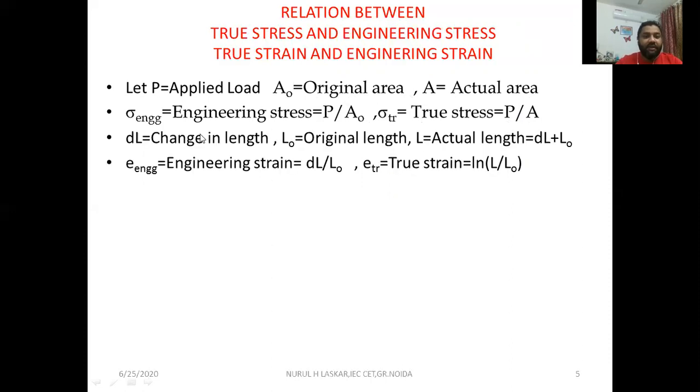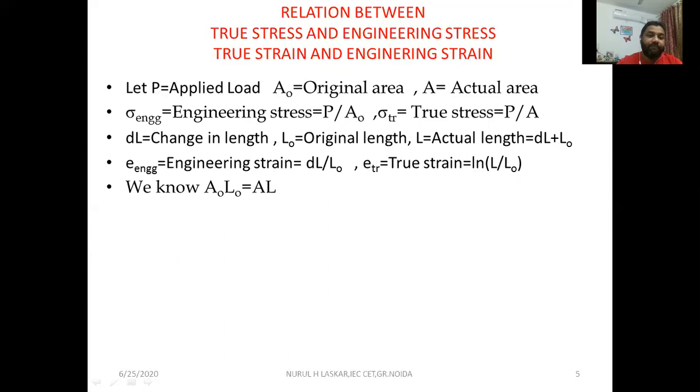Again, if dL is the change in length, L0 is the original length, L is the actual length. So actual length is equal to change in length plus original length. So we can say engineering strain is equal to change in length to the original length, and true strain is equal to the natural logarithm of L, meaning actual length, to the original length.